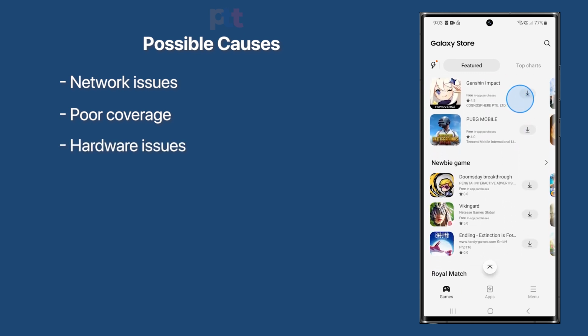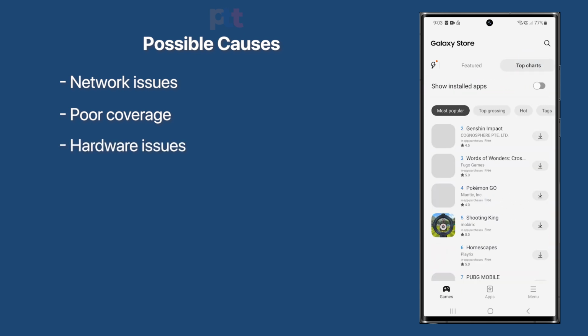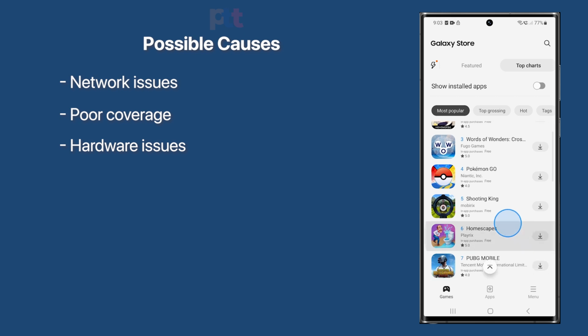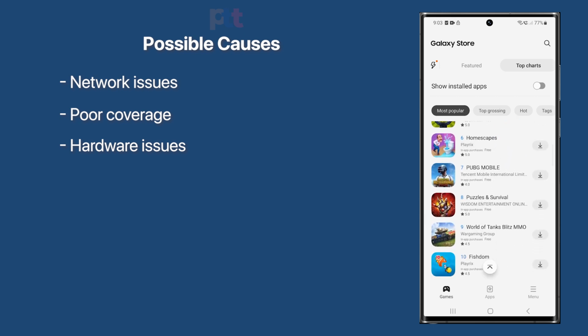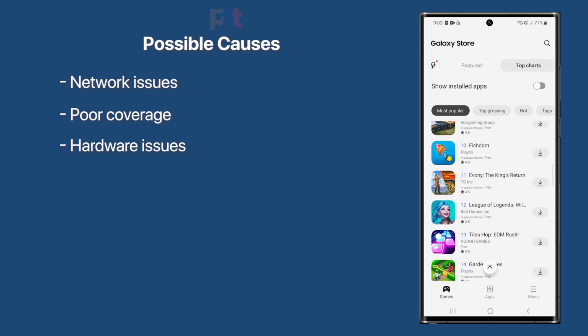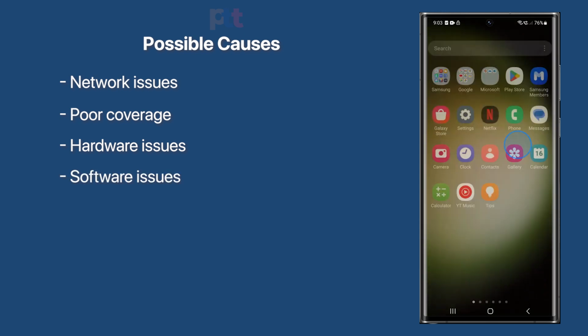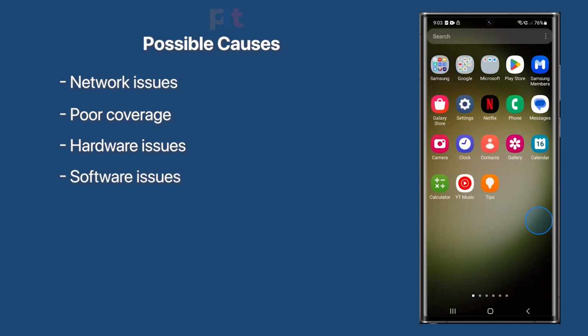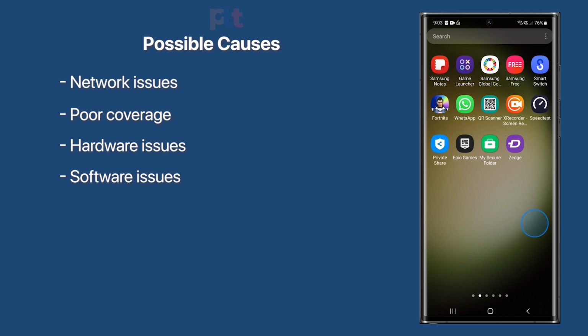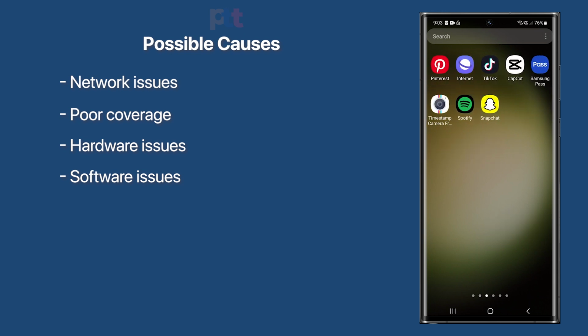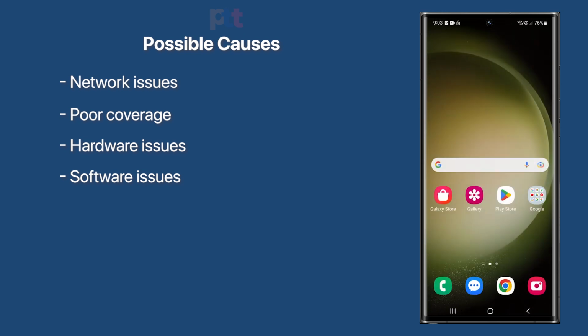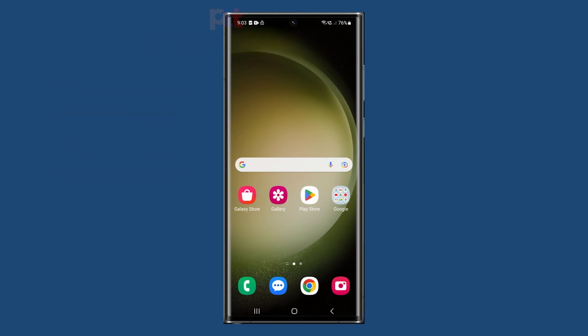Then there are hardware issues. There could be a problem with your phone's hardware that's causing it to lose its signal. This could be anything from a faulty antenna to a damaged SIM card. Lastly, it could be due to software issues. Occasionally, a software glitch or bug can cause your phone to lose its cellular signal. We will be basing our troubleshooting procedures on these possibilities. And if you're ready, here are the things you should do.